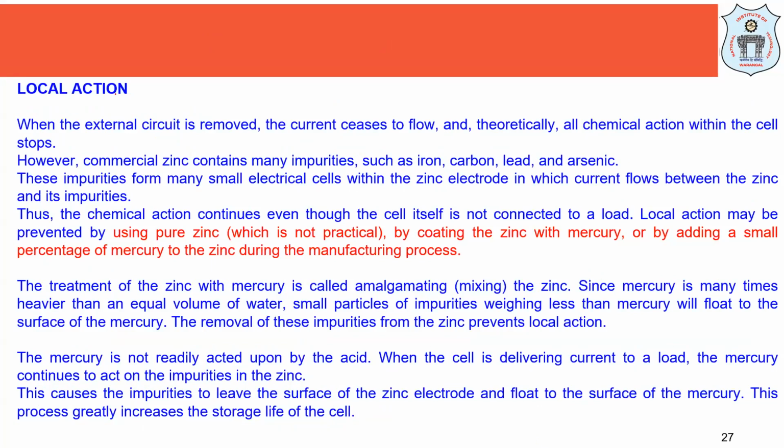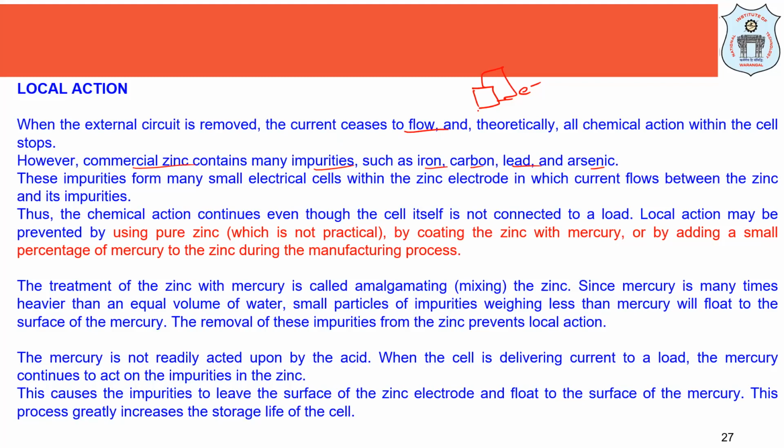And there is one more thing called local action. Ideally, when you have the external circuit, as long as electrons are flowing, you have the system running, right? Once you short circuit or stop the system, there is supposed to be zero electric current flow. But what actually happens is that impurities are present. For example, commercial zinc will contain impurities such as iron, carbon, lead and arsenic. So when the external circuit is removed, we are supposed to have zero flow of electrons.